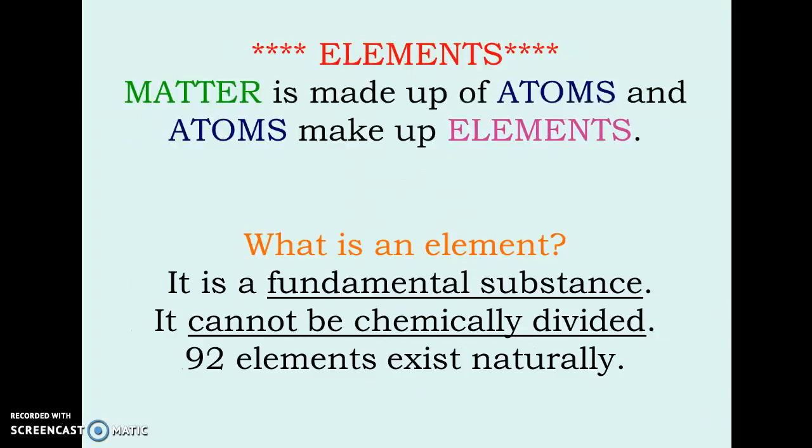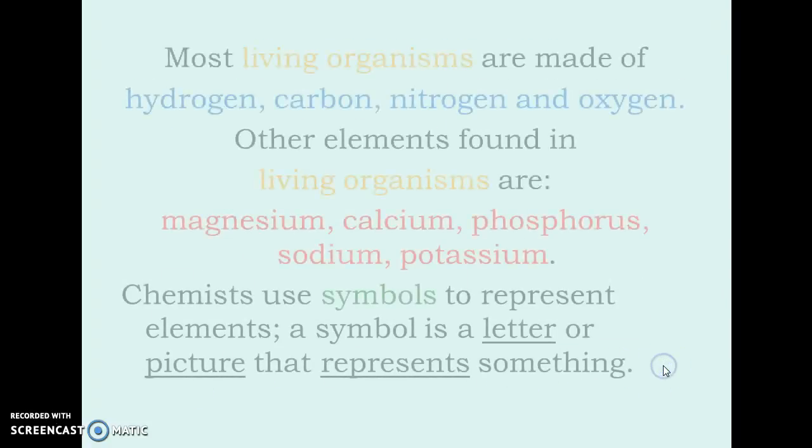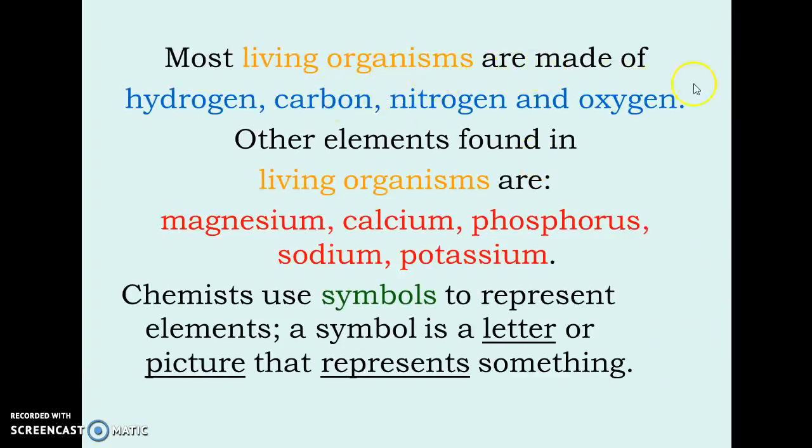And now a few words about elements. Matter is made up of atoms, and atoms make up elements. What is an element? It is a fundamental substance. It cannot be chemically divided. 92 elements exist naturally. Most living organisms are made of hydrogen, carbon, nitrogen, and oxygen. Other elements found in living organisms are magnesium, calcium, phosphorus, sodium, and potassium.